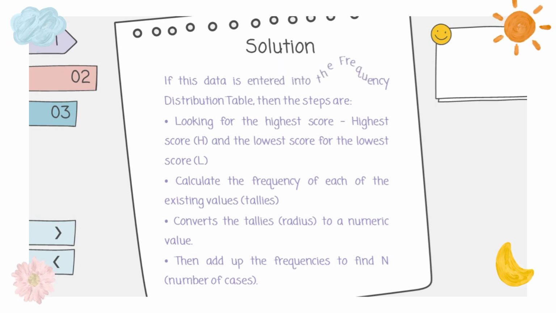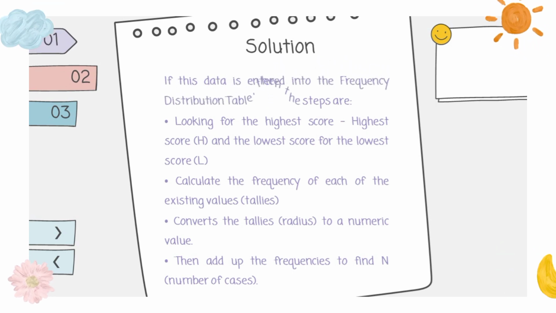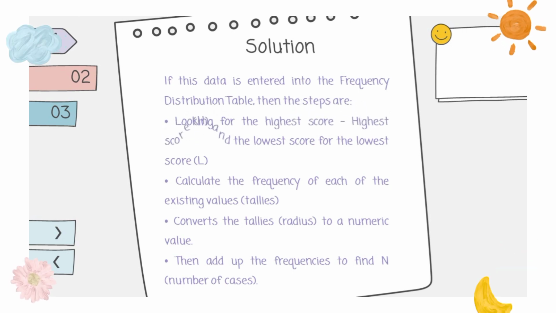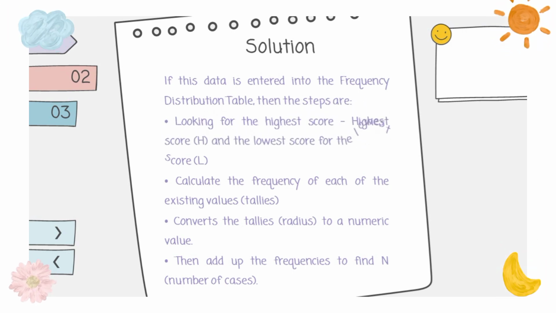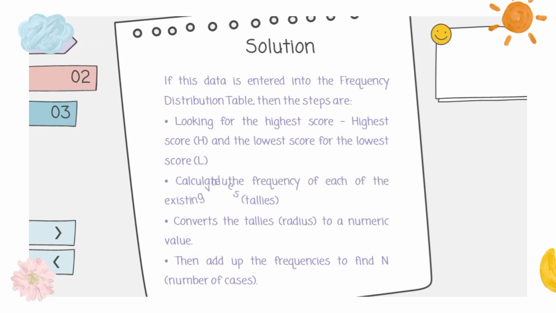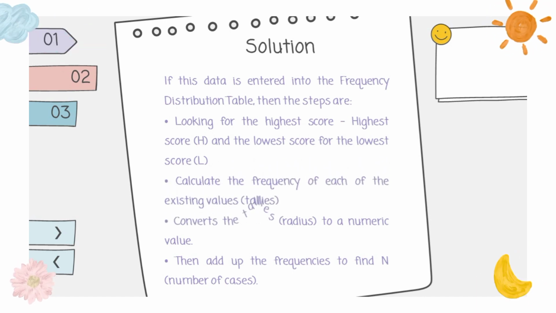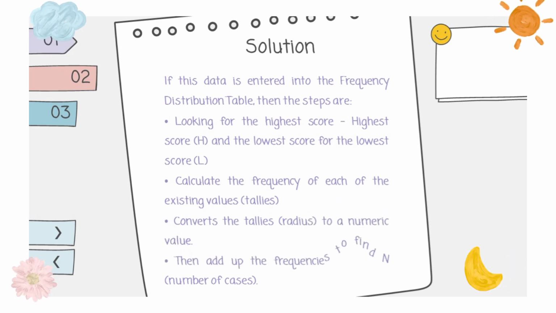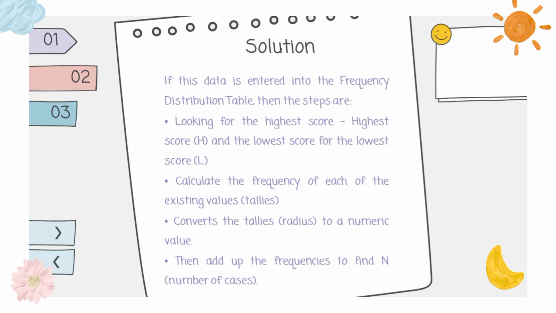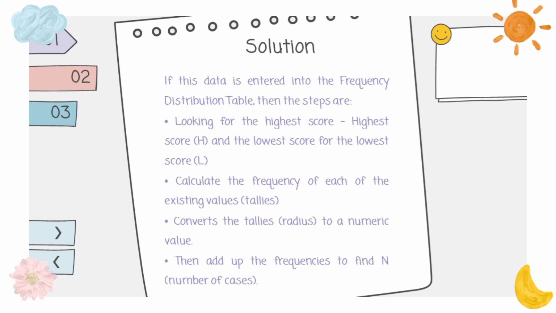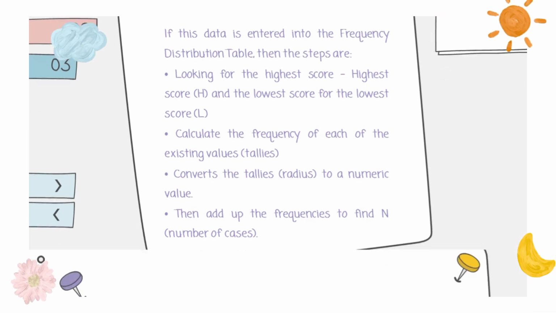If this data is entered into the frequency distribution table, then the steps are: first, look for the highest score and the lowest score. Second, calculate the frequency of each of the existing values, or the tallies. Third, convert the tallies to a numeric value. And the last, add up the frequencies to find the number of cases.